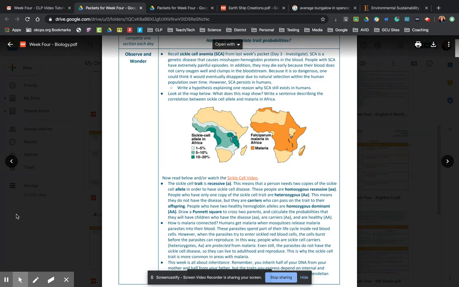For our first section, Observe and Wonder, we'd like you to start off by creating a hypothesis answering the question, why does sickle cell anemia persist in human DNA? Then read the information provided. Remember, our focus this week is on Mendelian inheritance, recessive versus dominant traits.